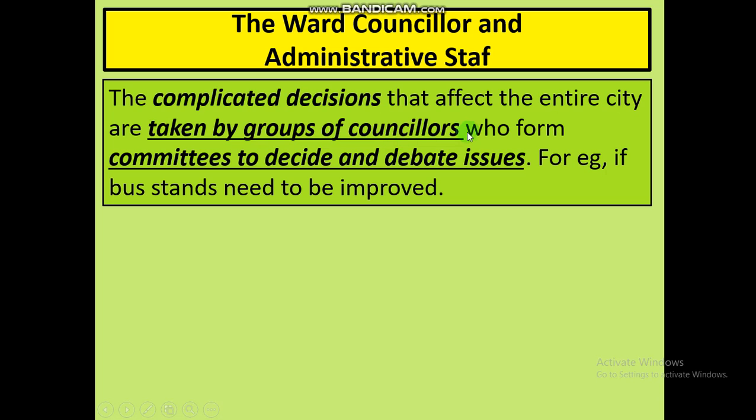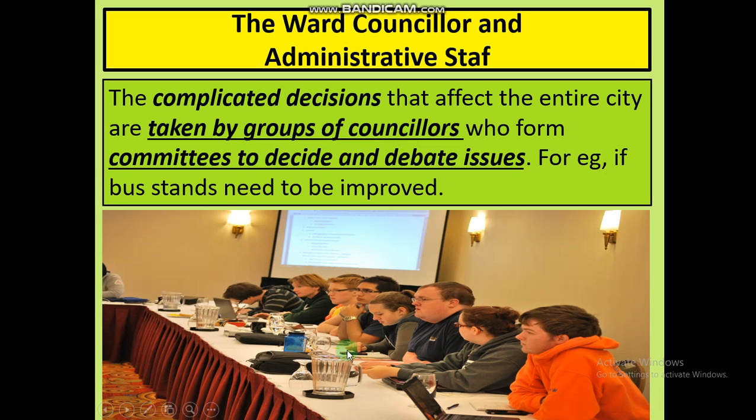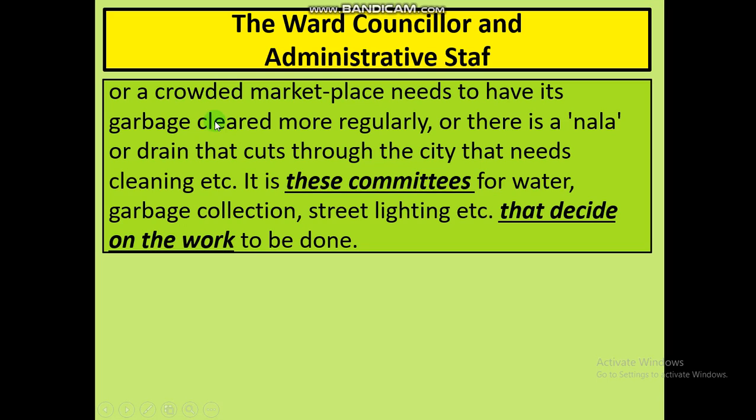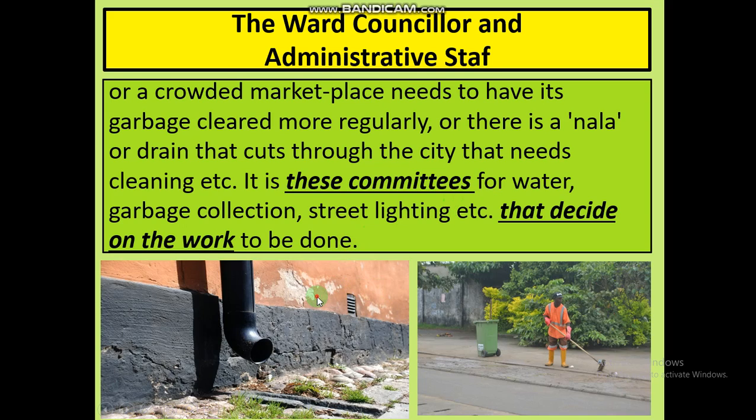The complicated decisions which affect the entire city are taken by these ward members only, and they do this only by holding a meeting once in 6 months or twice a year, and they debate and decide on the issue. For example, if bus stands need to be approved, or a crowded marketplace needs to have its garbage cleared more regularly, or if there is a nala or a drain that cuts through the city that needs cleaning more often, all these committees for water, for garbage collection, for street lighting, are the committees which take care of all these problems or matters.